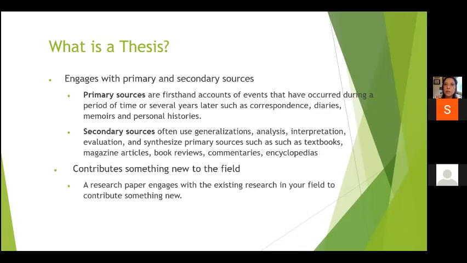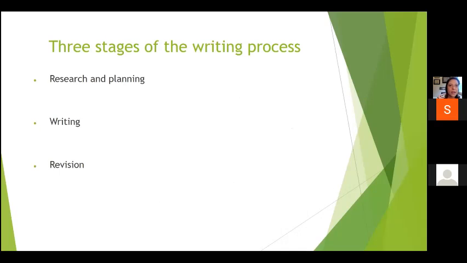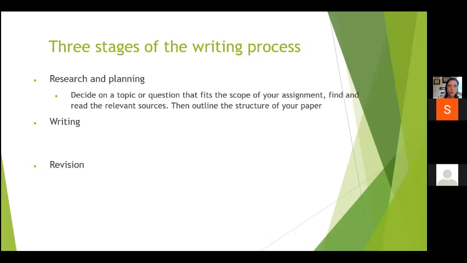So you're going to be asked to develop a thesis question, and it's expected to be something new and hopefully exciting. So a research paper engages with the existing research in your field, and then you've got to contribute something new. All right, so there are 3 stages of the writing process. So the first thing you have to do, of course, is to research your information once you've decided on your thesis question, and then you've got to start planning and getting yourself organized. And of course, you've got to be writing, and there's lots of revision. So let's go into this a little bit more in detail.